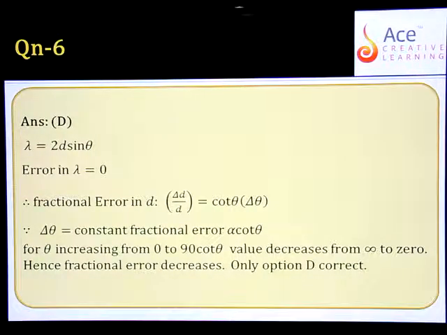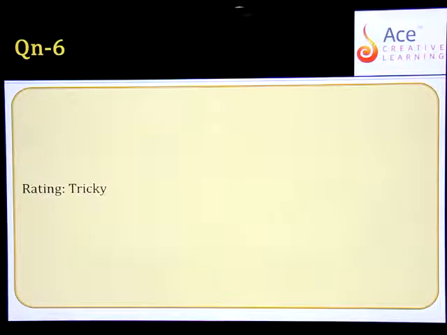And when theta goes from 0 to 90 degrees, cot theta decreases from infinity to 0. So the fractional error decreases. It is definitely a tricky problem.